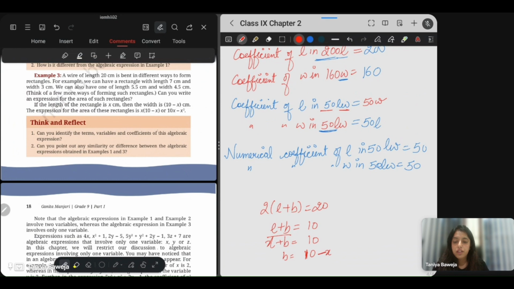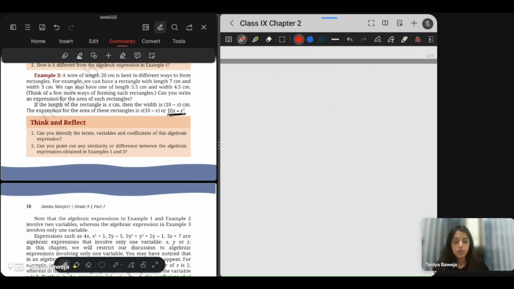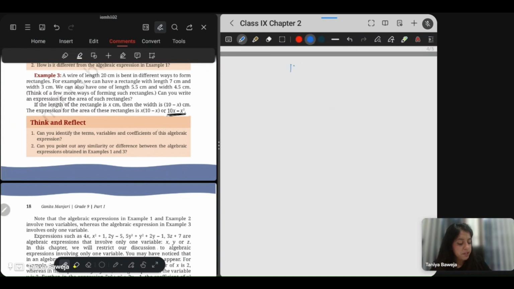So the area of these rectangles will be x into 10x, or you can say 10x minus x square. Similarly, can you find out the terms, variables and coefficients of this algebraic expression? Of course, we can do it. Our expression is 10x minus x square. The terms are 10x and minus x square.